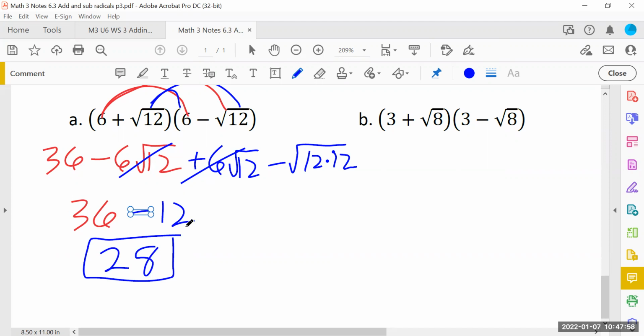We're learning this in preparation for what we're going to do next week. This is how you get rid of square roots when you have a binomial pair. If you have a square root and something else, or two square roots, but they're different, you can't combine them. This is how you can get rid of them. Notice our answer is just a whole number.